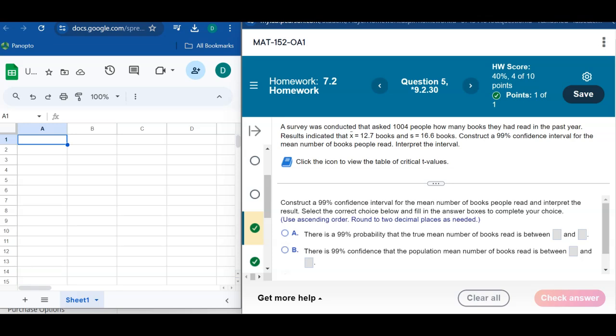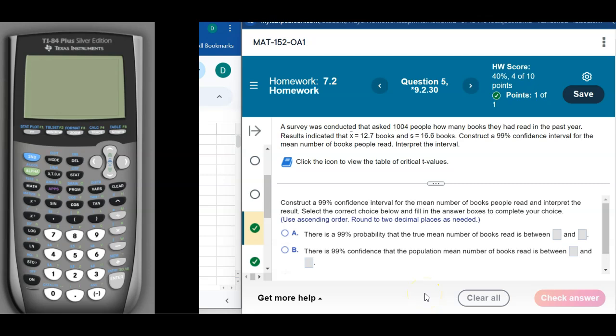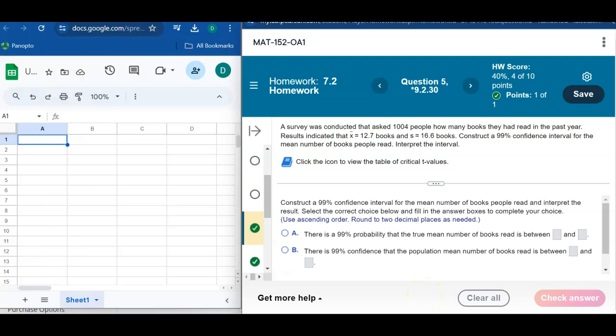Hey stats class, when we are using a spreadsheet to do a confidence interval in chapter 7, we do a few more calculations than we need to do if we were using a TI calculator, for instance. So if I use the TI, I can do this a lot quicker than if I use the spreadsheet. But if you want to use a spreadsheet, it's still not that bad. Technology does help speed things a lot.